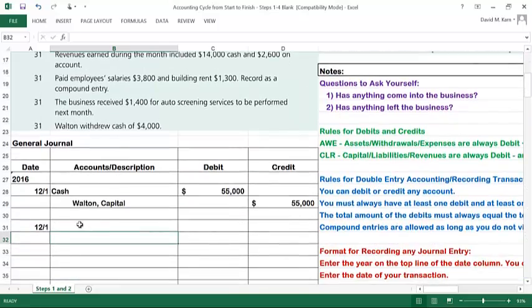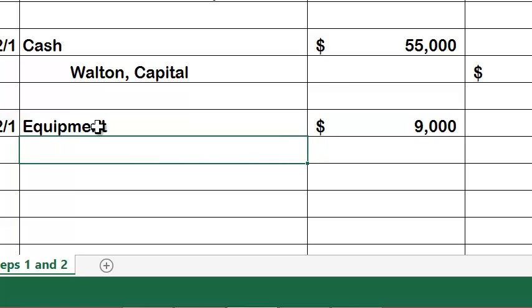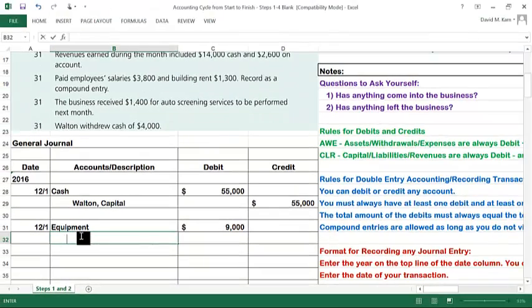Okay, so let's go ahead and debit equipment because that's what's coming in. I'm going to go up, it's an asset, and that was for $9,000. And we gave them cash, that's an asset, it's going to decrease, and we decrease assets by crediting them. So we will credit cash, $9,000. Again, one debit, one credit, and the total amount of the debits equals the total amount of the credits. We have another transaction on the first.